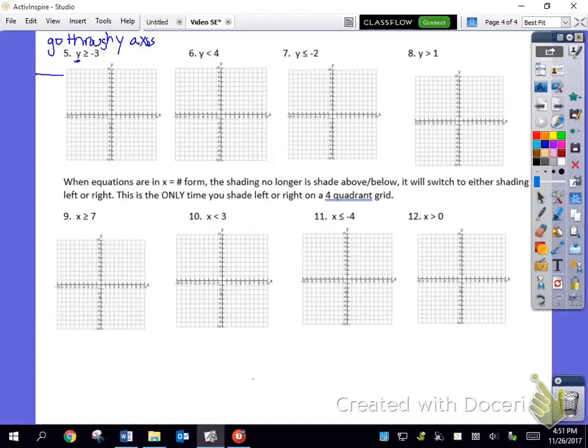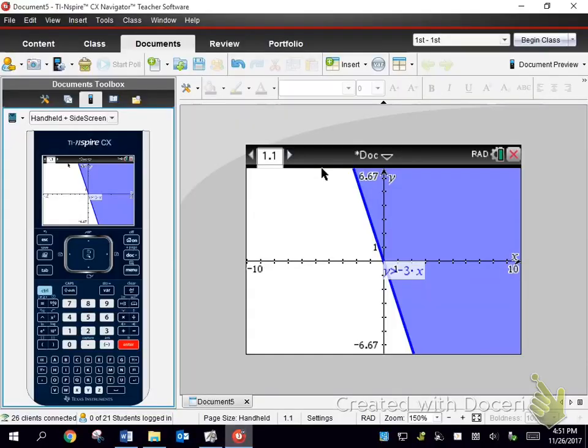Okay, so that means it's going to look like this, horizontal. So this is going to be a solid line, so -3, solid line, and it says it's greater than, so I shade above. Okay, and look, this is really nice because you can check these.